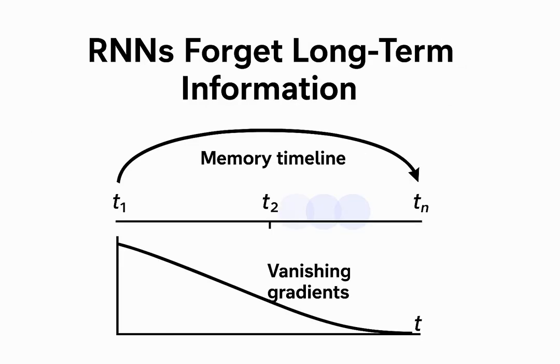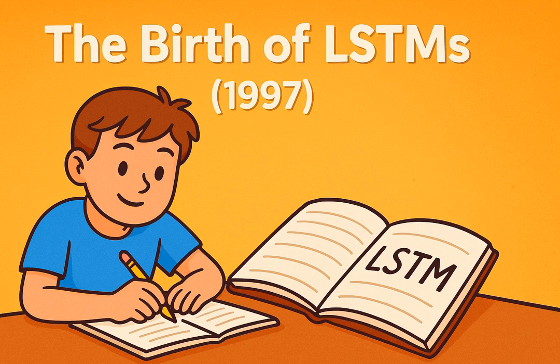Here's the problem. RNNs suffer from what we call the vanishing gradient problem. Imagine trying to remember what you ate for breakfast last week. The details fade away. Similarly, RNNs struggle to remember information from far back in a sequence, making them weak for long-term memory tasks. Enter LSTMs, or long short-term memory networks, invented in 1997.